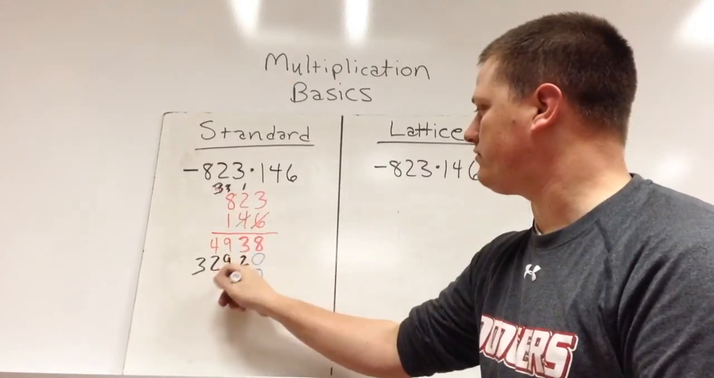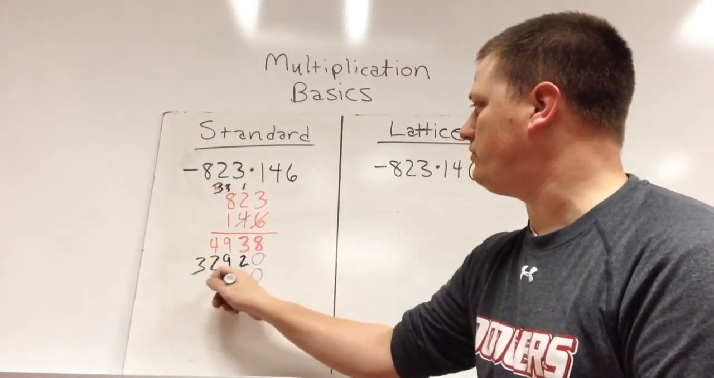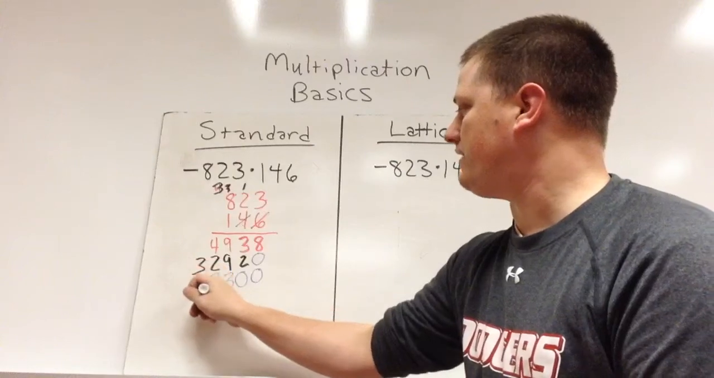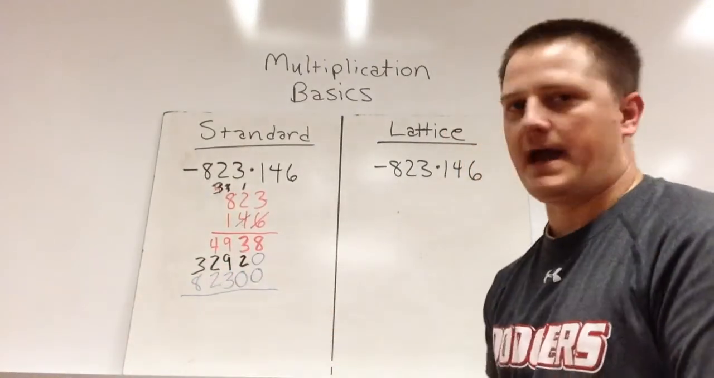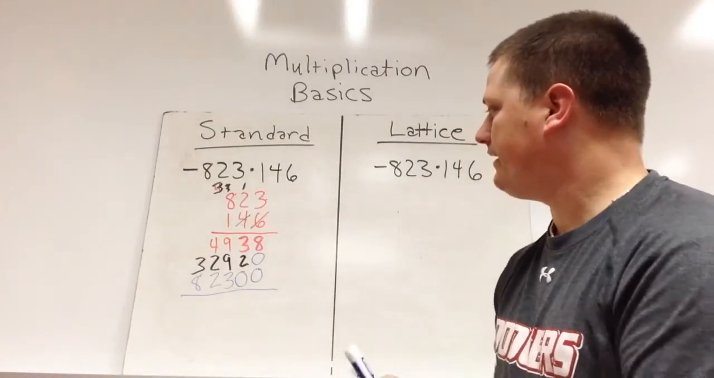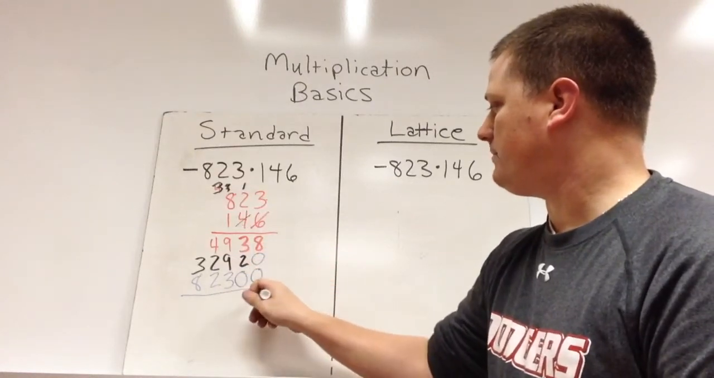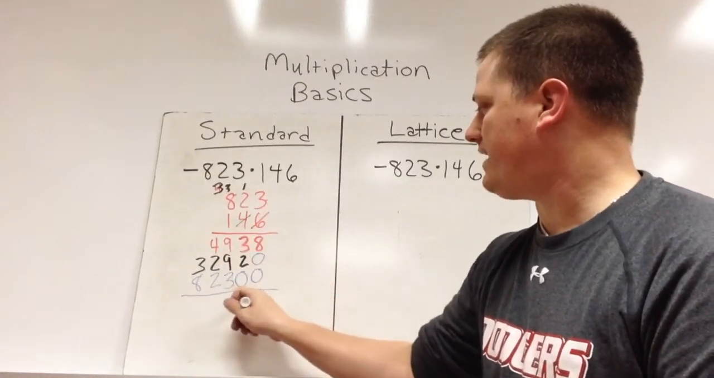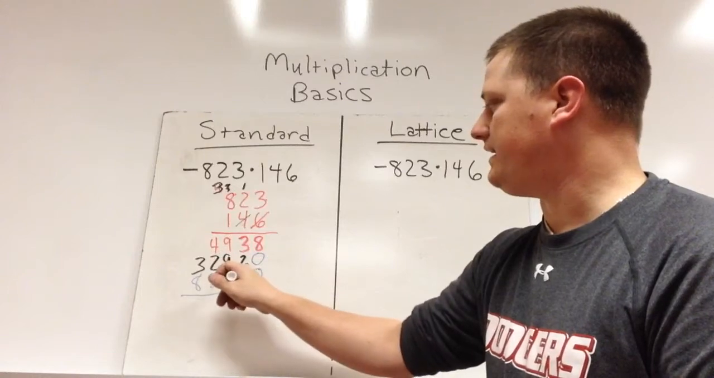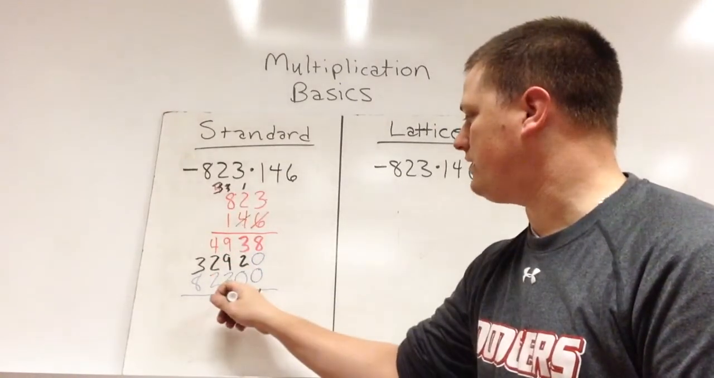1 times 3 is 3. 1 times 2 is 2. 1 times 8 is 8. And now we're going to add everything together. 8, 0, and 0 make 8. 3 and 2 make 5. 9 and 9 make 18, plus 3 is 21.